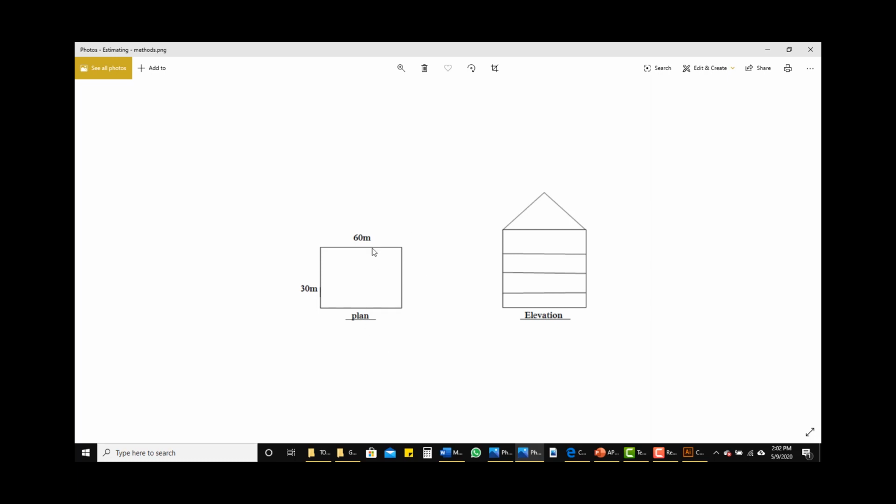So we have a floor plan and it's 60-meter length, then the breadth is 30-meter, then we have our elevation, and we have the ground floor, the first floor, the second floor, the third floor. And also, below the ground floor level is our basement, because we'll be looking at the basement too.